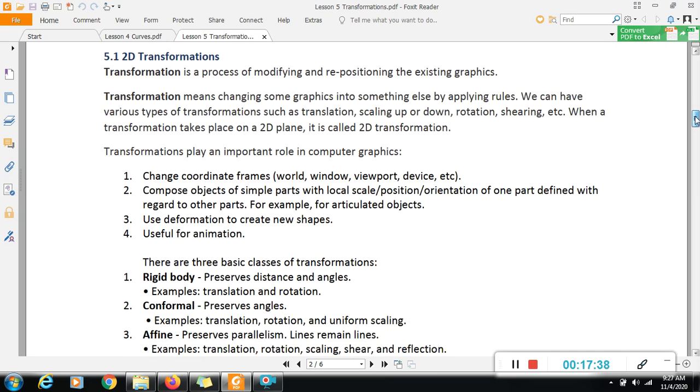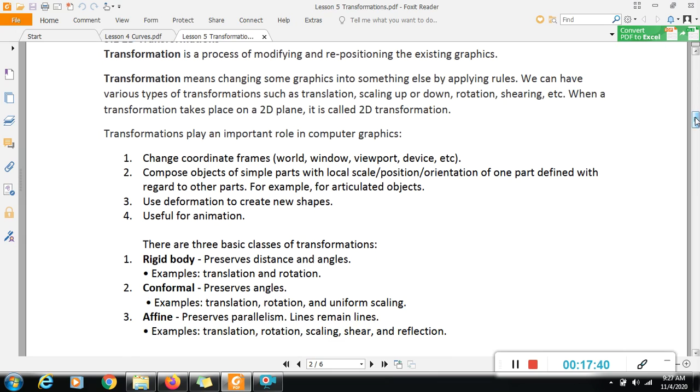Transformations play an important role in computer graphics. For instance, they are used to change coordinate frames: you have world, window, viewpoint, device, etc. They are used to compose objects of simple parts with local scale, position, orientation of one part defined with regard to the other parts, for example, for articulated objects. They are useful for deformation to create new shapes, and useful for animation. And we have 3 basic classes of transformation. We have rigid body, which preserves distance and angles.